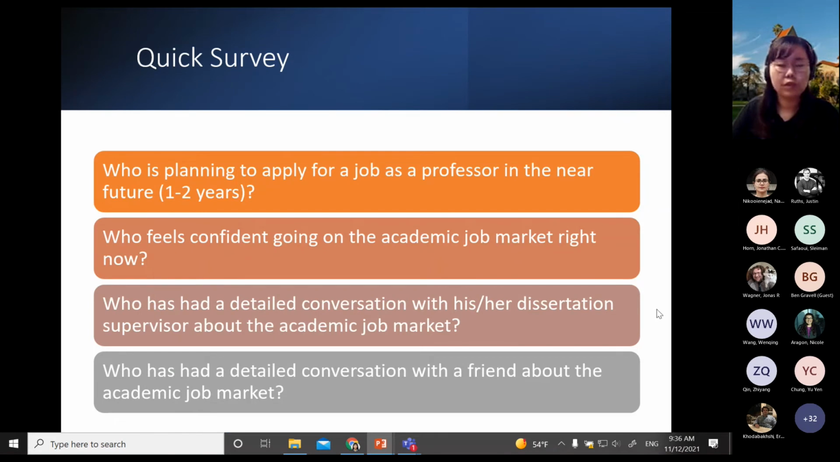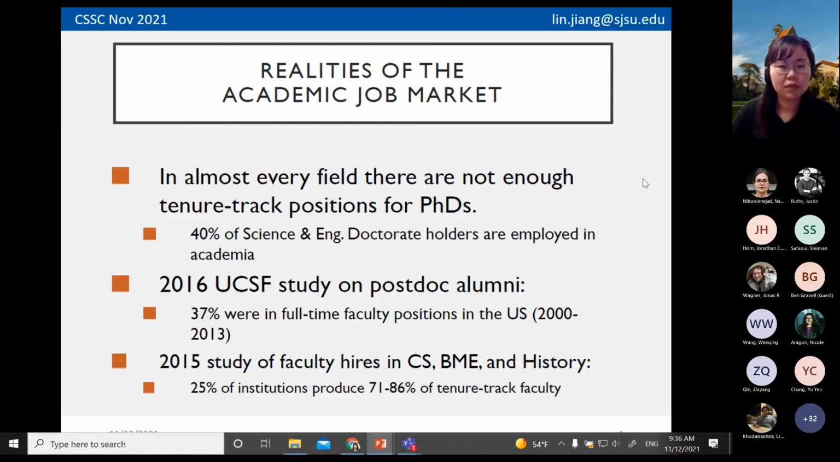Okay. So yeah, it is a very concerning question, and it's really on a lot of people's minds. I would like to look for a job as a professor and I would like to stay in academia. So how do we achieve that? Okay, before that, let's take a look at the realities of the job market.